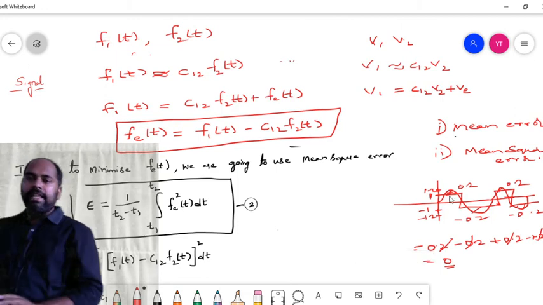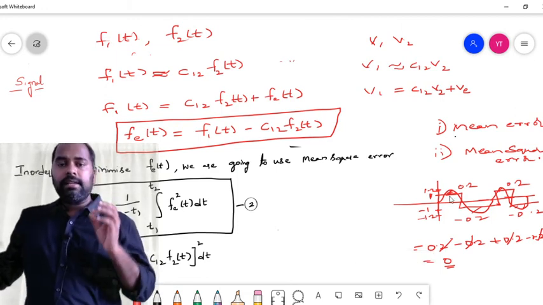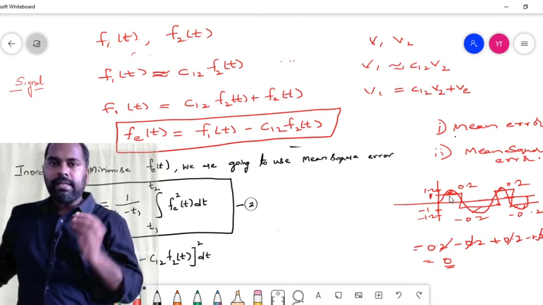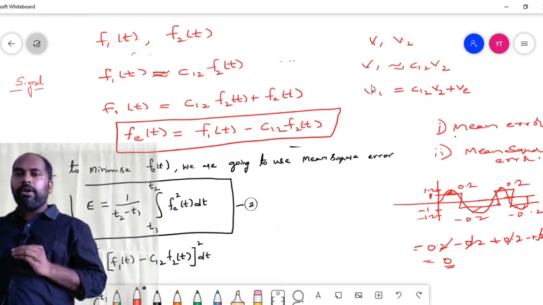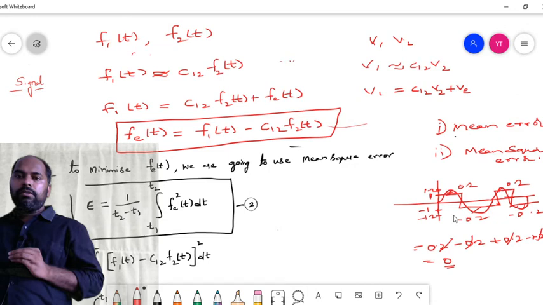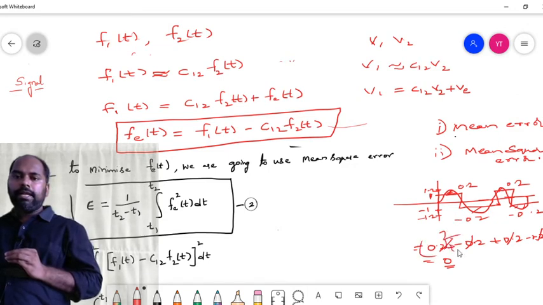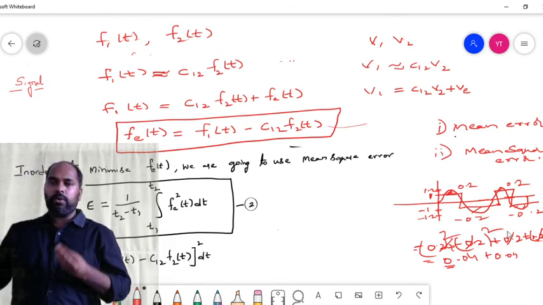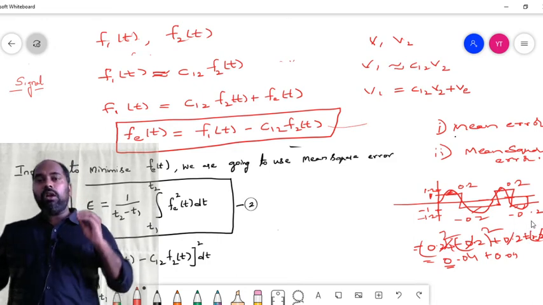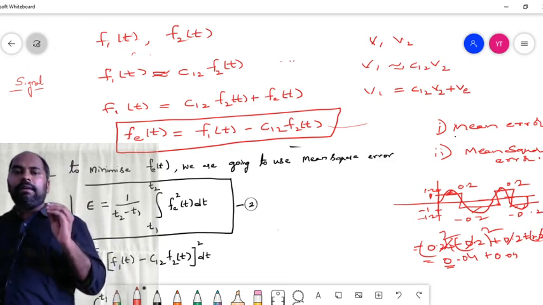So that's why mean error is not a suitable method in order to minimize the error. That's why we are going for mean square error. In mean square error, I am simply going to square each term, plus square it, plus here also square it. Therefore this becomes 0.04, like this 0.04, all negative values become positive, and then you will get a proper error value. So that's why mean square error is always preferable when compared with the mean error mechanism.